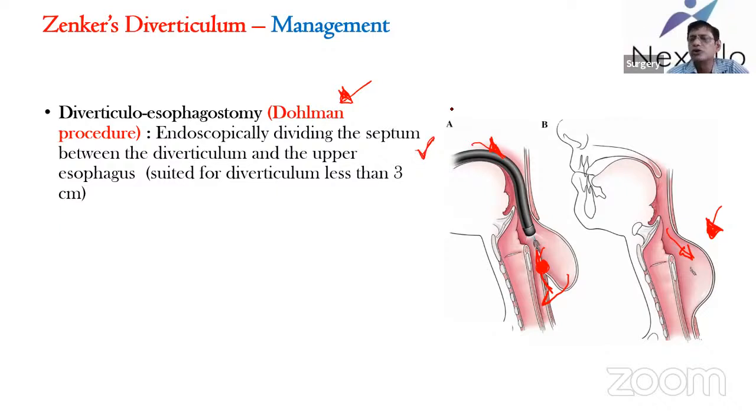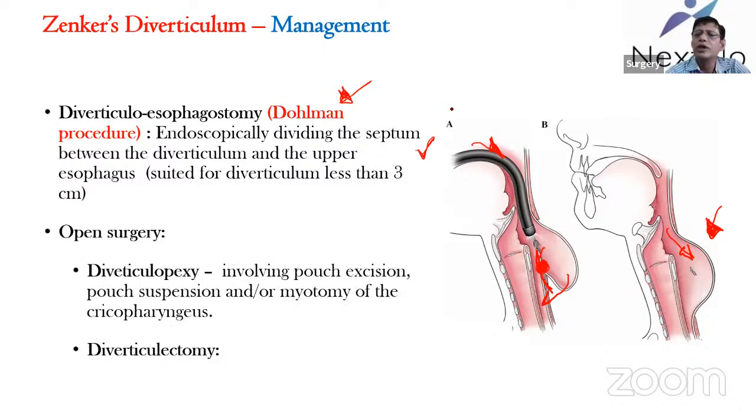Open surgeries may also be done. We can go with either the diverticulopexy, in which the diverticulum can be brought up and sutured here. Pexy, suturing, involving pouch excision, pouch suspension, and or myotomy of the cricopharyngeus. And then we can go with diverticulectomy. That means just cut it out, remove it.